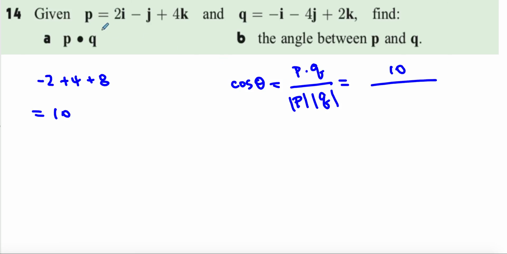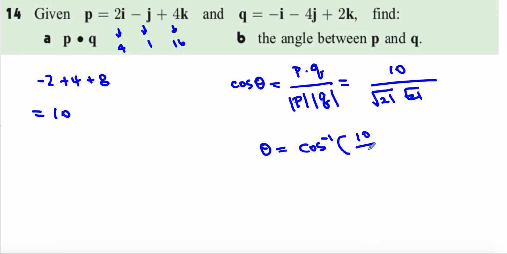The magnitude of P is what? 2, -1, 4. All of them have to be squared. Then that gets you 4. That gets you 1, and that gets you 16. So we get square root of 21. And then, how about here? 1, 16, and then 4. Once again, square root of 21. So we get theta is equal to arc cosine, second cosine on your calculator, 10 over 21, because radical 21 times radical 21 is 21. So once you get this value, then you should be able to get your final answer.